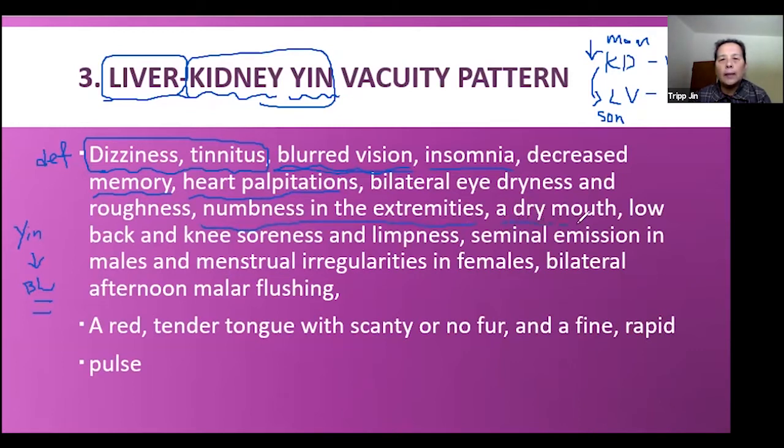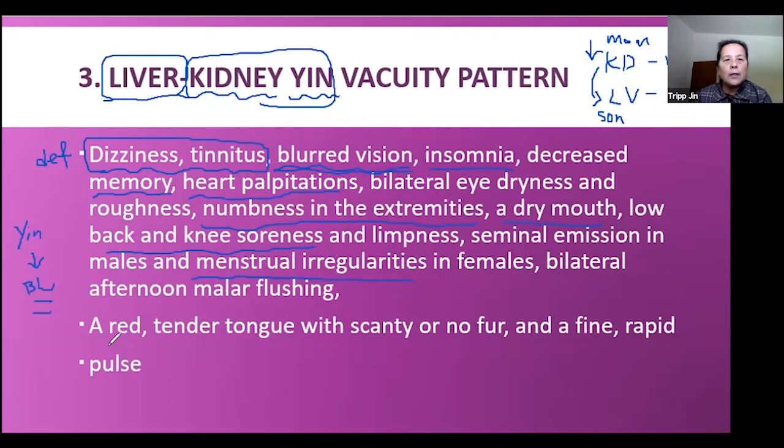And dry mouth, even dry throat. So dryness, because deficiency will generate some deficiency heat. That heat makes the dryness. So that's the deficiency heat in it. And also lower back and knee weakness and soreness. And maybe some menstruation irregularity problems, and sexual function problems, because kidney essence controls sexual function.